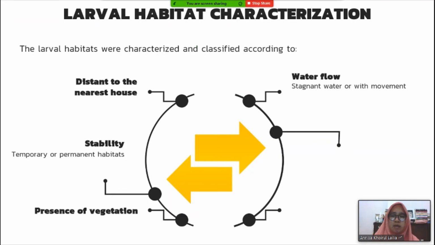So how can we characterize and classify the mosquito habitats? When we conduct research, we can classify or characterize mosquito habitats based on the distance to the nearest house, and the stability, whether it is a temporary or permanent habitat, the presence of vegetation, the water flow, which is stagnant water or with movement, and then water clarity, whether it is clear or turbid, and then the use, such as whether it is used as drainage or a swimming pool, etc.